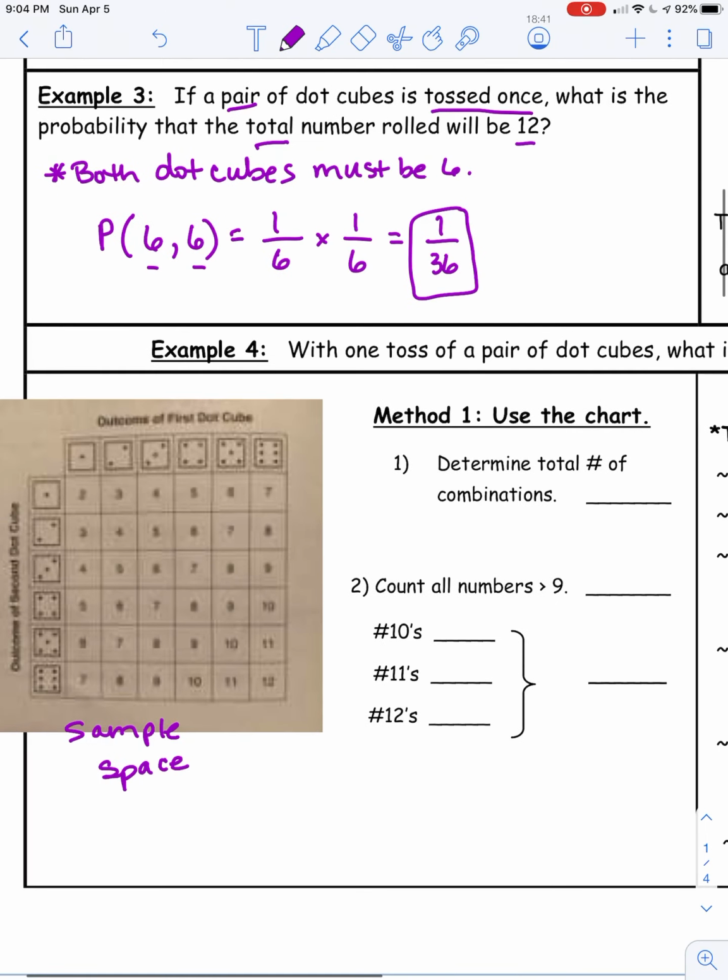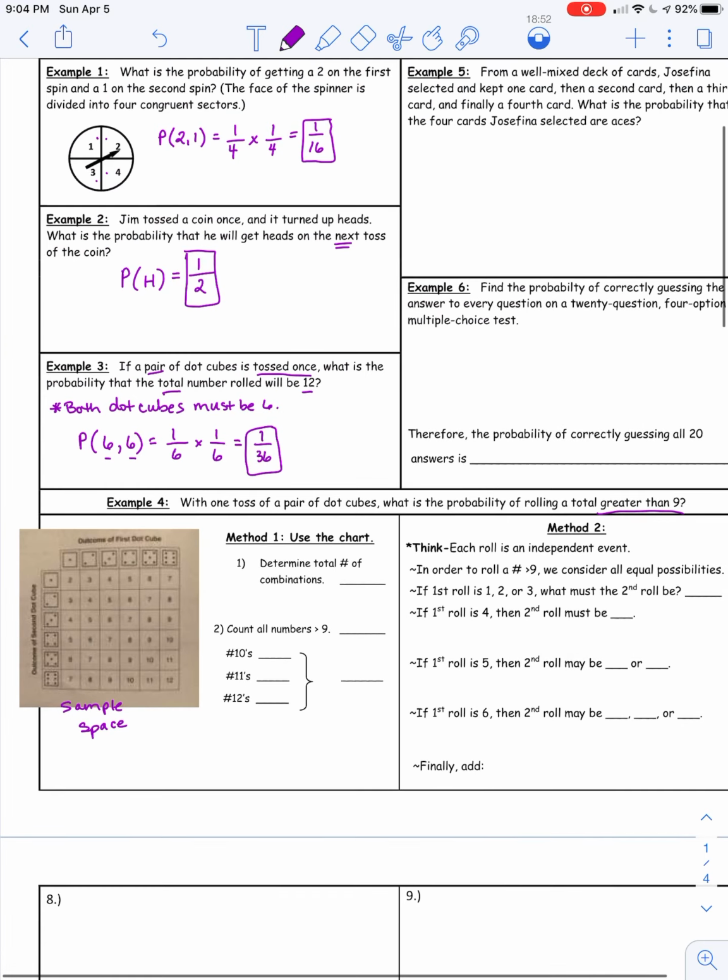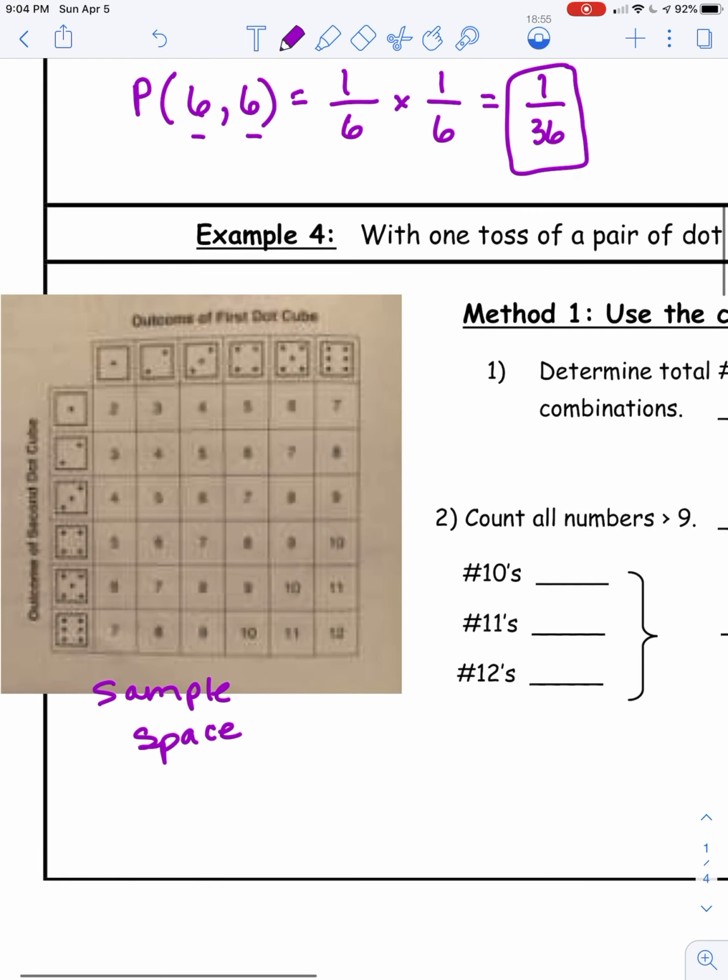So let's think about this. If I tossed a pair, so I'm tossing two dot cubes, what is the probability that I would get a combination or a total that's greater than 9? The numbers in here work kind of like a multiplication chart, but that's how you follow it. So when you roll, for example, a 6 and a 4, I get a 10. That's how I want you to think about this as I'm going through here.